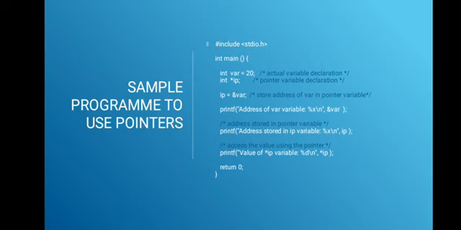Okay, a sample program to use pointers. Hash include stdio.h, including the header files, and int main function, declaring a variable of type int and assigning a value 20 to it, and declaring a pointer variable. The syntax is data type followed by the asterisk symbol and then the pointer variable name. In the next line, we are storing the address of var in the pointer variable. And if we want to access the value of var via the pointer variable, we use the asterisk symbol.